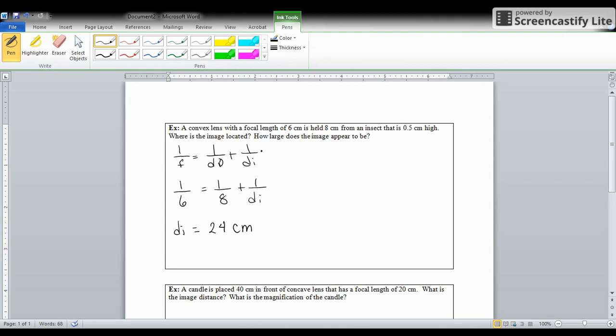Now, to find how large the image appears to be, you're going to have to use the magnification equation. Remember, it's negative di over do equals hi over ho. We don't have the magnification, so we're going to be using this proportion. So I'm going to say negative 24, which is what I just calculated, over the object distance, 8, equals hi over the object height, which they give me as 0.5 centimeters. Go ahead and pause and do the calculation. You should get for the image height negative 1.5 centimeters.